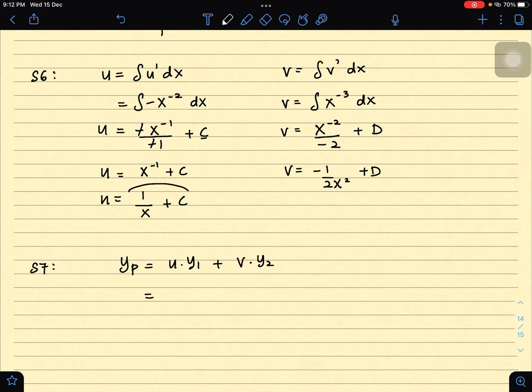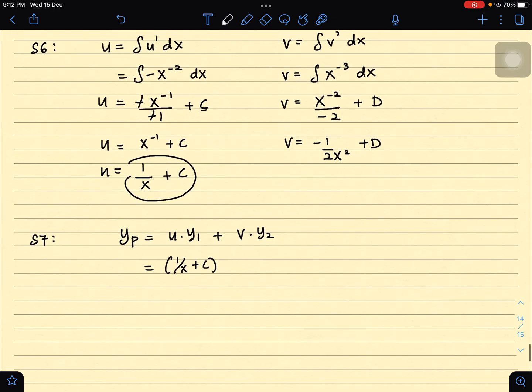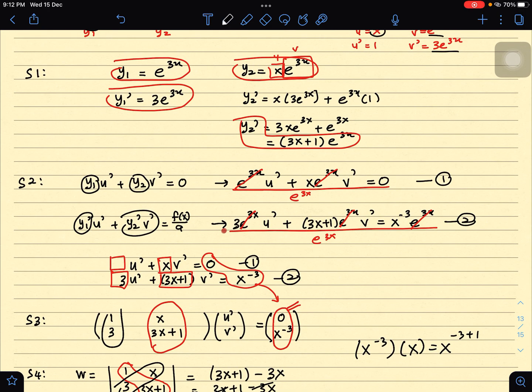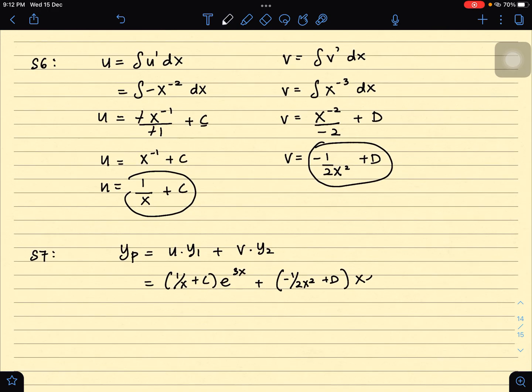So U awak adalah this one, 1/X plus C. Y1 awak adalah exponent 3X plus V. V awak adalah the whole thing here, negative 1/2X square plus D. Your Y2 adalah X exponent 3X. So siap awak punya YP.